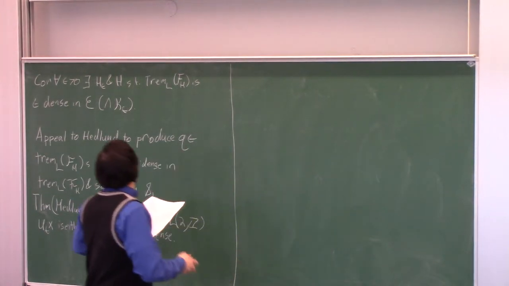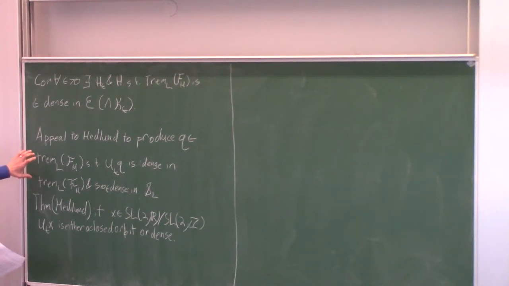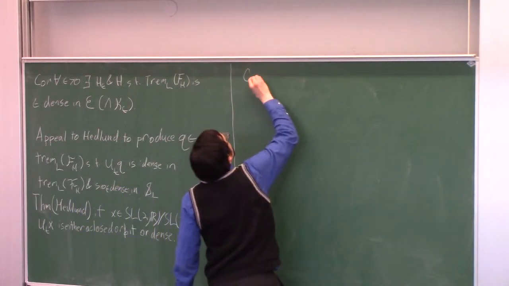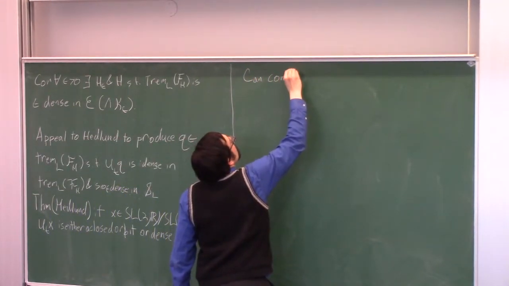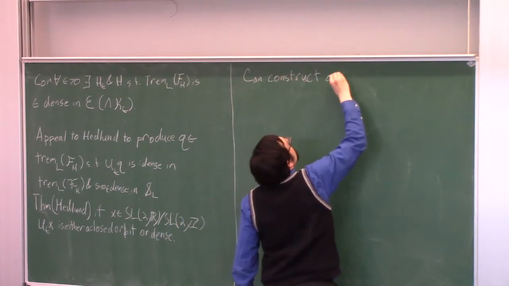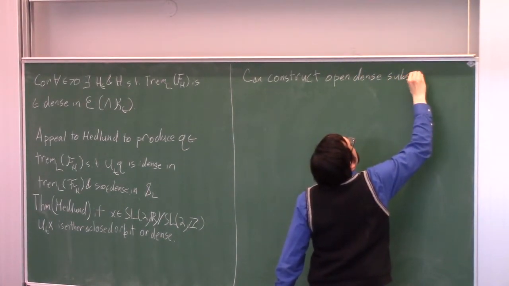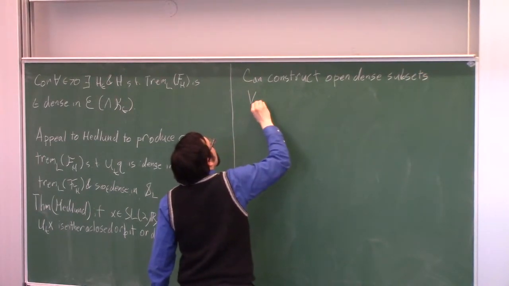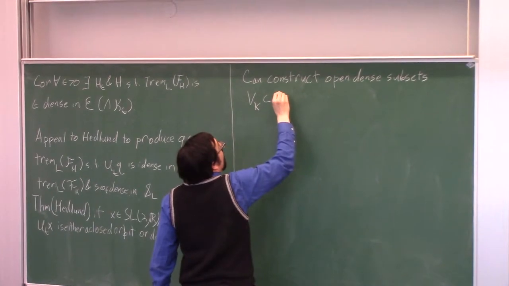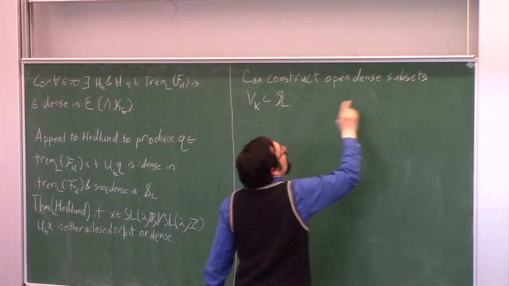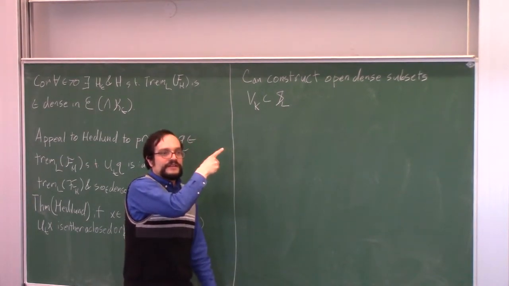Okay, so what we have now is a U_T orbit that's epsilon dense in my space. Because I get epsilon dense, there's some finite time at which I get two epsilon dense, and this is an open condition. So what I'm able to construct are open dense subsets V sub K contained in my complete metric space, the spiky fish. So they're open as subsets of S sub L, and they're dense as subsets of S sub L.